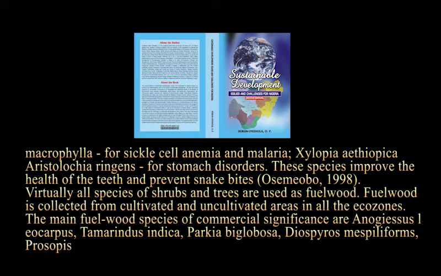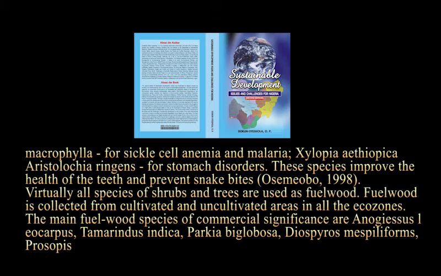These species improve the health of the teeth and prevent snake bites (Osmiobo, 1998). Virtually all species of shrubs and trees are used as fuelwood. Fuelwood is collected from cultivated and uncultivated areas in all the ecozones.